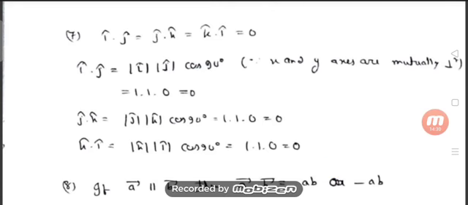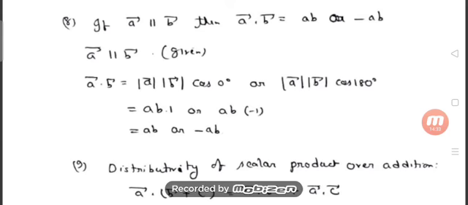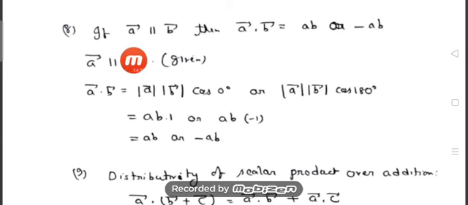Now, the next property, number 14. If a bar is parallel to b bar, then a bar dot b bar is equal to either ab or minus ab. That means when two vectors are parallel, then their dot product will be equal to either ab or minus ab. Let us see. a bar is parallel to b bar, it's given. This is the symbol of parallel. So let us find out the value of a bar dot b bar.